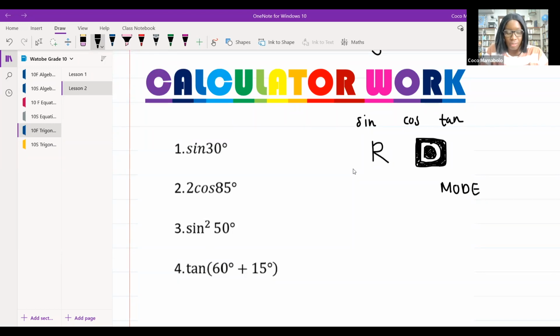Oh, why am I lying? Shift mode. We need to click shift mode. Shift and then mode, and then you'll see there'll be a number over here, dot, dot, and then it will say DEG. You need to click on the button that's in front. My calculator says 3 dot dot DEG. So on my calculator, I would click the button 3, and then degrees will be picked. Okay, so that's the first thing we need to do before we start this whole exercise.